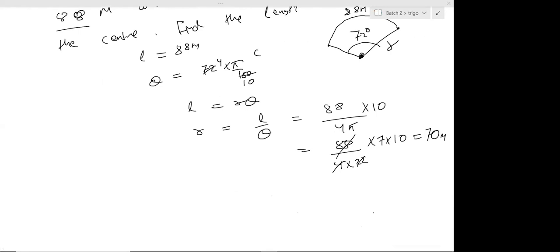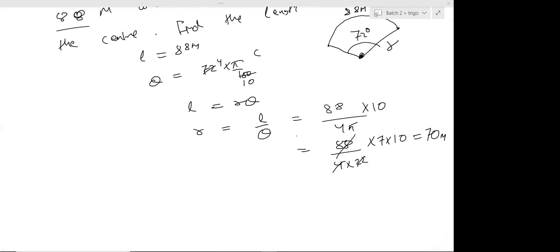Rahman, Shaifullah, Mazia. Sir, in exams, can we keep it as pi or should we simplify it? No, if you have to find length, then simplify. Don't keep it in pi. Rahman, they are asking length, not radius.